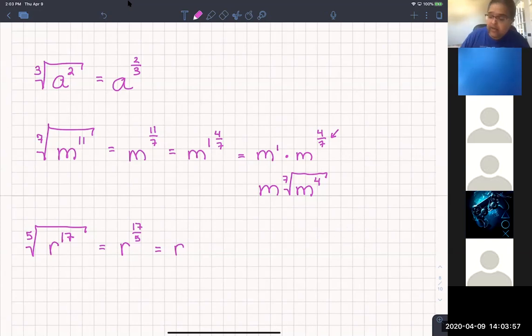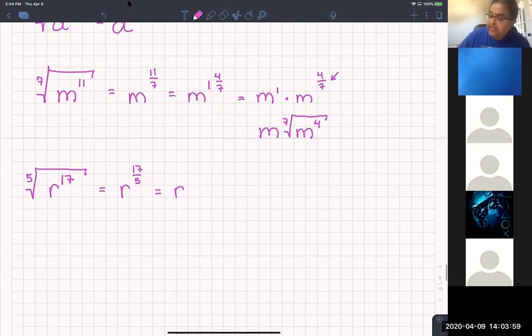Everyone here know how to convert an improper fraction into a mixed number? No. Okay. So when you convert into a mixed number, remember you can take the improper fraction. Remember, a fraction is a division problem. So 5 goes into 17 3 times. 17 minus 5 is 2. So that's 3 and 2 fifths.